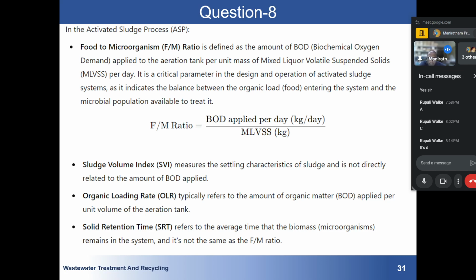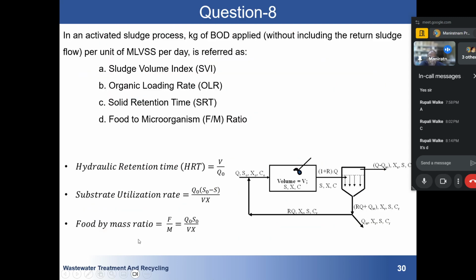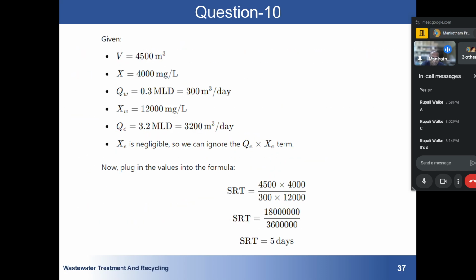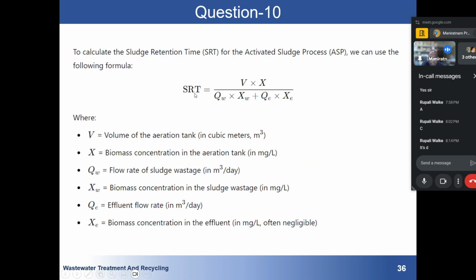Sludge detention time refers to the average time that biomass remains in the system, and we know that this is our system. I'm not going to derive it, but you can just imagine it. First, you have to find out where this biomass will be residing, and what the different things are which are coming here. Depending upon it, you can find the expression for SRT.